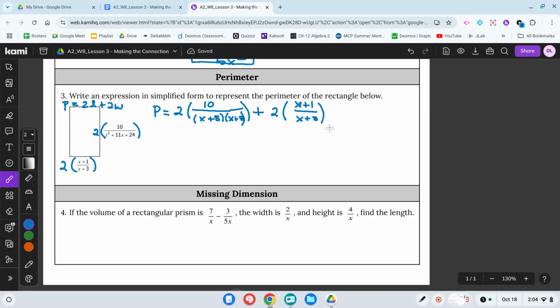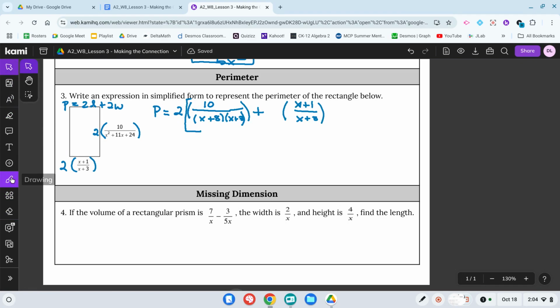Now, in order to find a common denominator, we need to look for the factors that we have. And in this one, we have x plus 8 and x plus 3. Actually, let's make this a little simpler. We're going to put the 2 out front. We're going to add these 2 together.